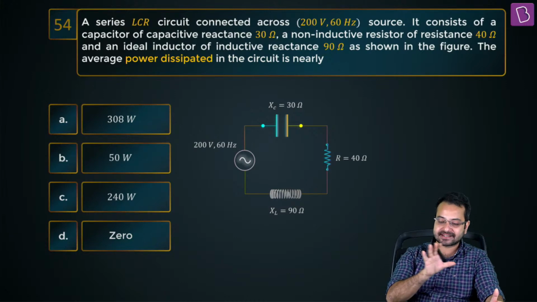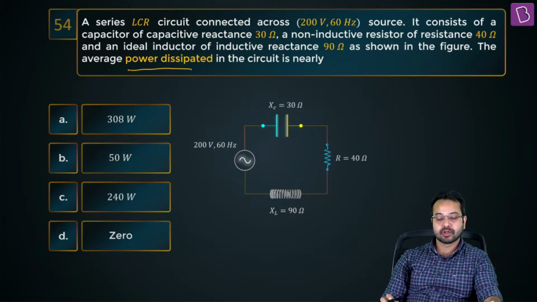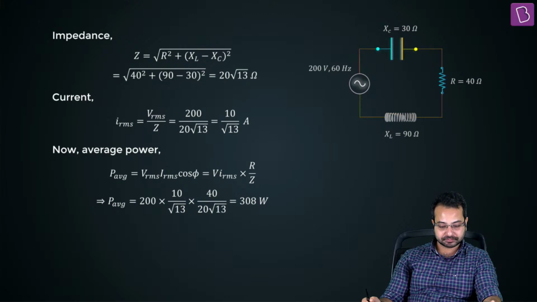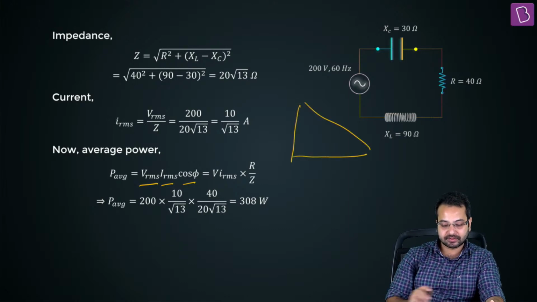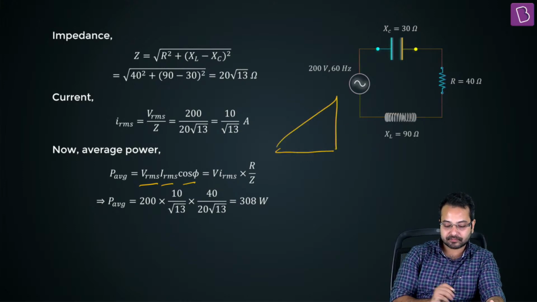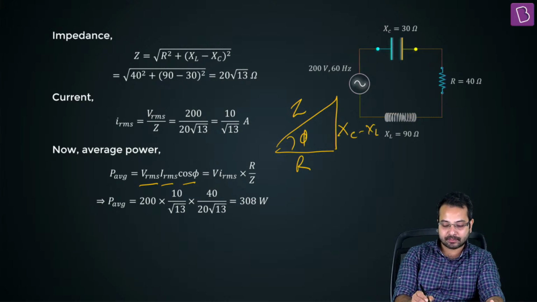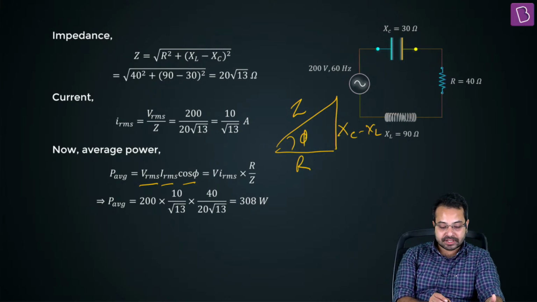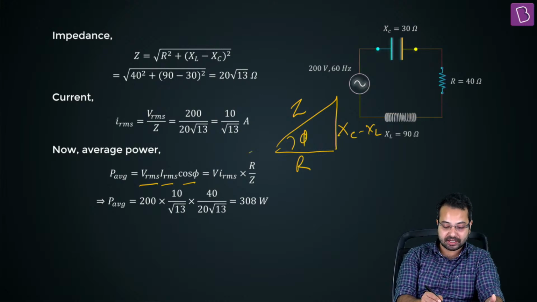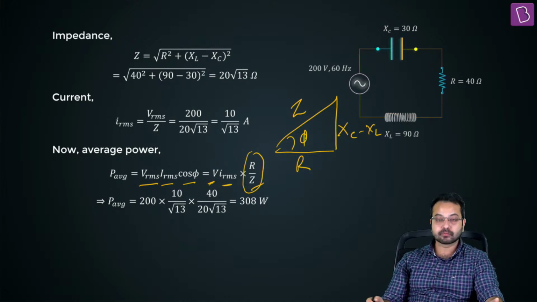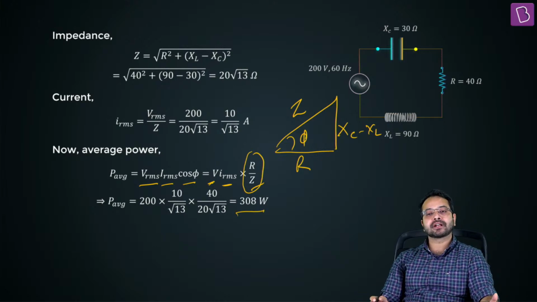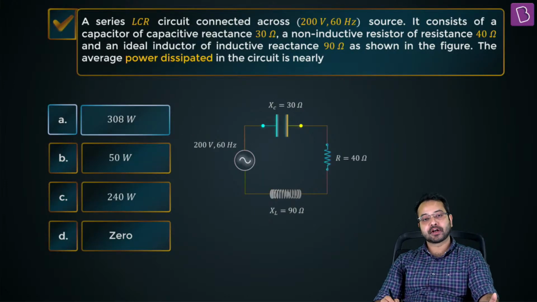What is the next part? Again, everything remains the same. What we have to calculate is the average power dissipated in the circuit. The average power dissipated in the circuit is given by VRMS into IRMS into cos phi. If you remember the impedance triangle, we have this angle as phi, the base is R, the hypotenuse is Z, and the perpendicular is XL minus XC. So cos phi is given by R upon Z. Now we know the value of R, we have already calculated the value of Z, and we already know the RMS voltage and IRMS. We substitute all the values and get 308 watt as the answer. So option A is going to be the correct option.